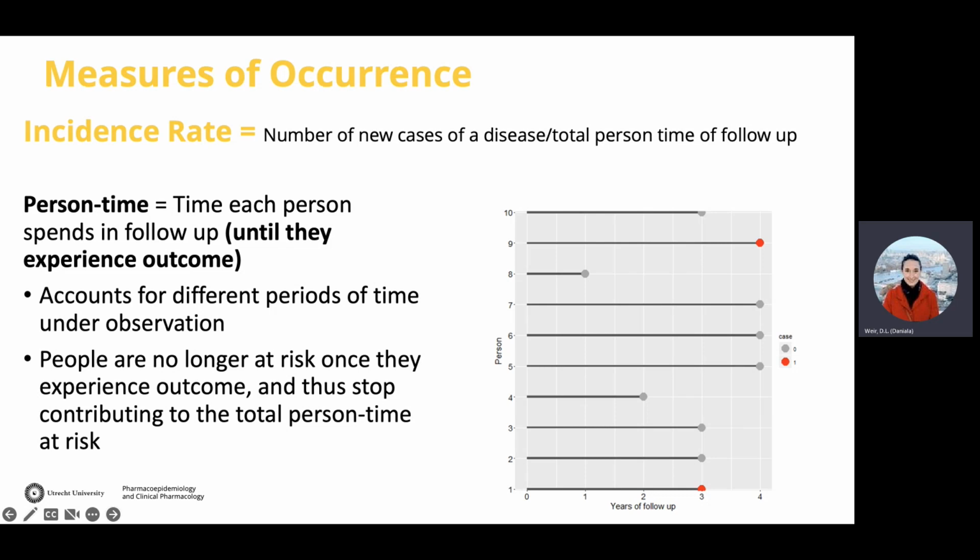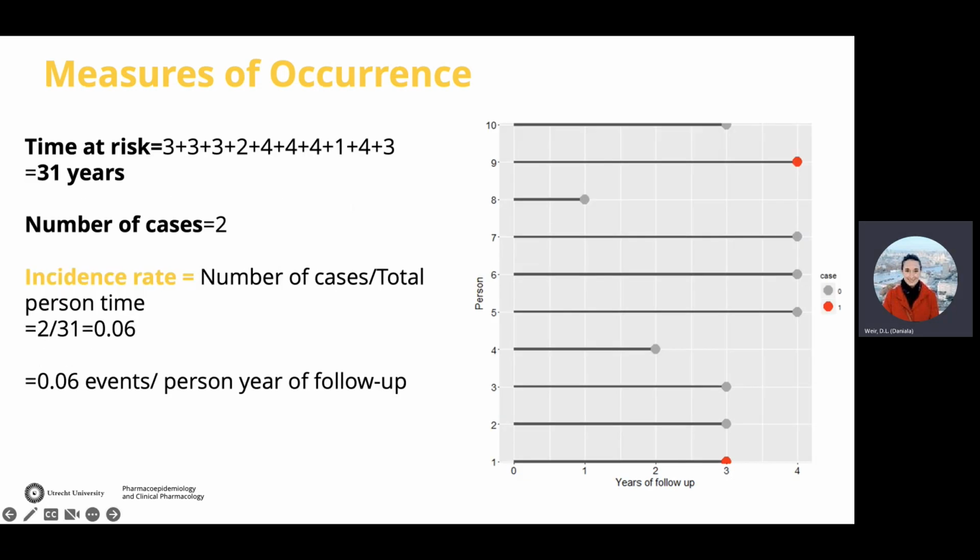This person here is followed for 3 years as well, but they don't experience the event of interest. It just goes to show that there can be differential follow-up time for each patient or individual in your study, and then you can see that each individual may or may not have the outcome of interest. So that's another measure of occurrence.